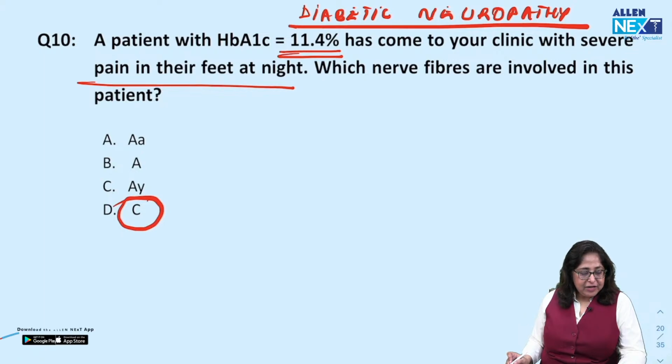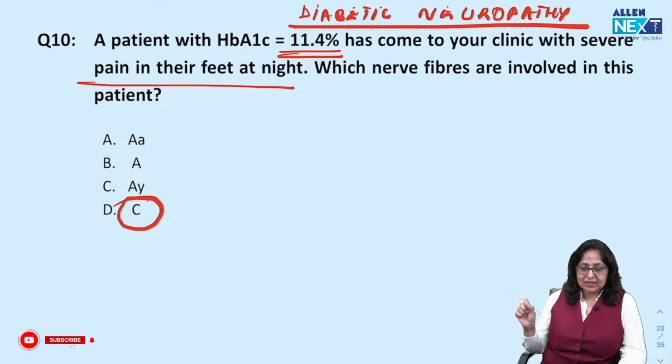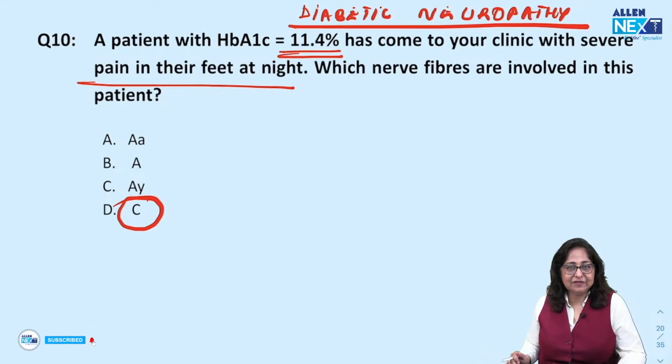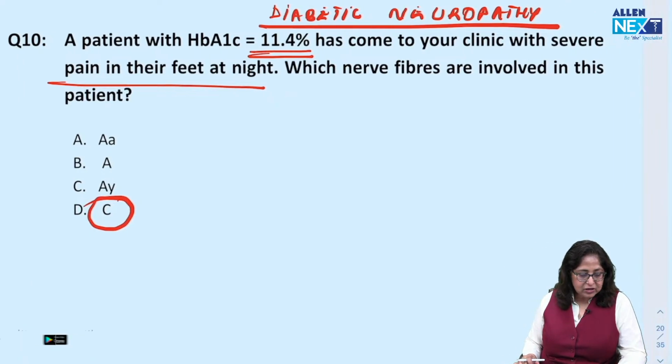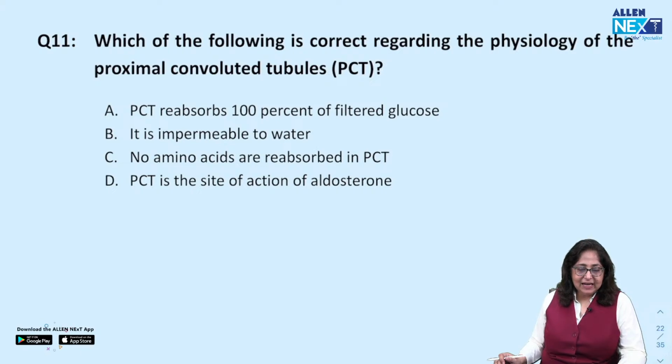For pain, the free nerve endings are the receptors for pain of the type C fiber. Type C is the smallest diameter unmyelinated fiber. So this is the one which has got affected. All right. Question number 11.